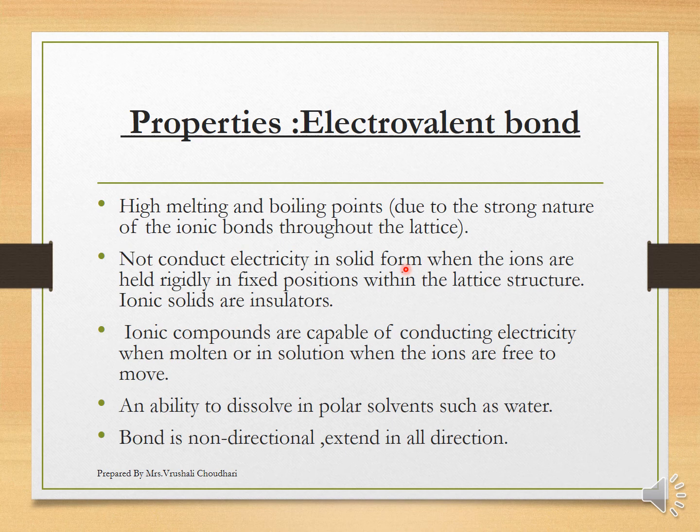But when this electrovalent compound is converted into molten form or dissolved in water, these cations and anions are able to move freely. So when we apply a charge, they allow current to pass from one end to the other end. They are soluble in polar solvents such as water. The bond is non-directional, extending in all directions.